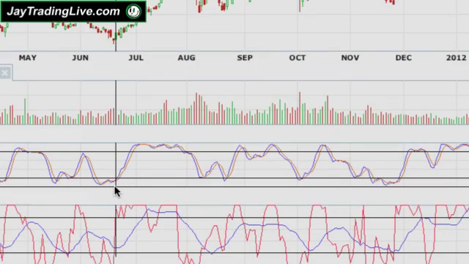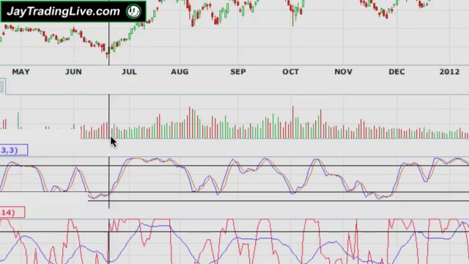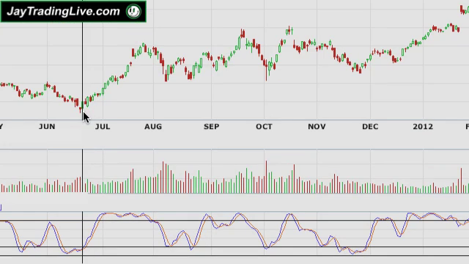We got the red line crossing the signal line. We got the stochastics crossing right there, and we're going to be verified here on this tall candle. We're going on up, folks. That's it. Look at that move.